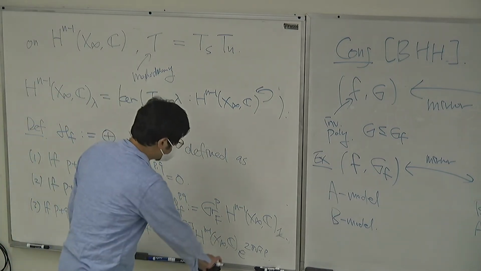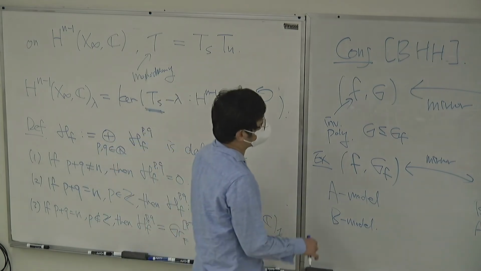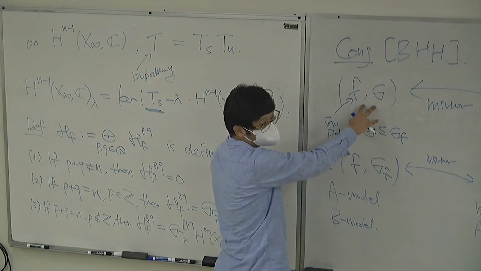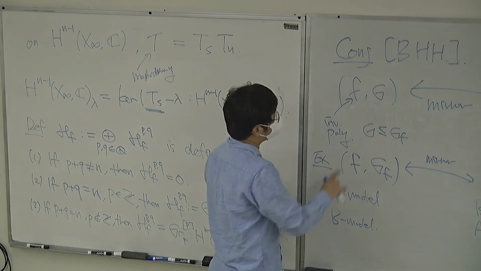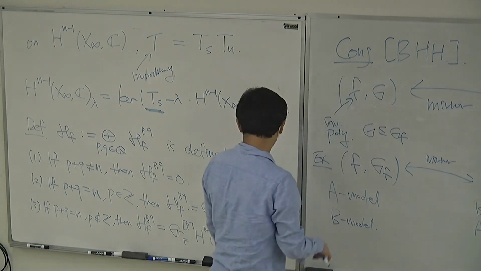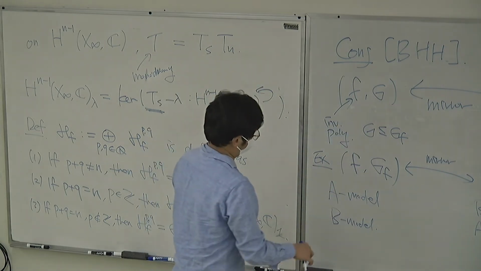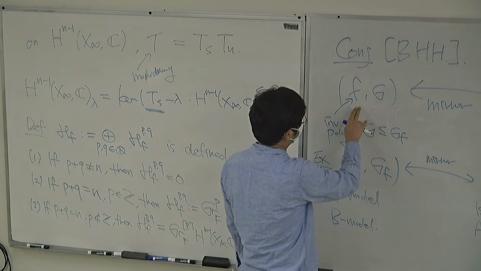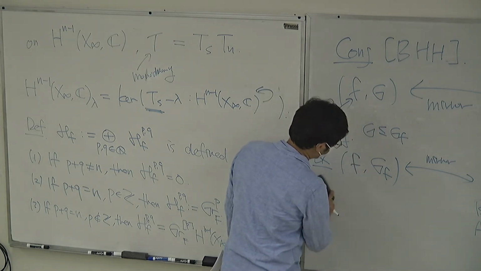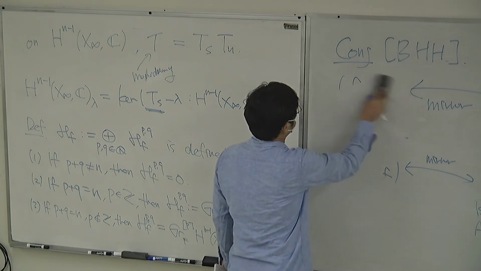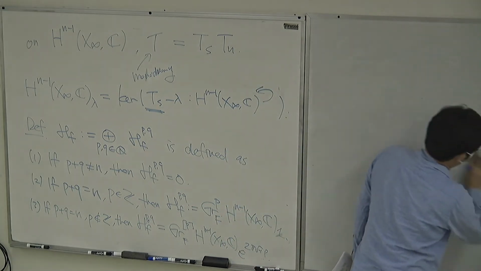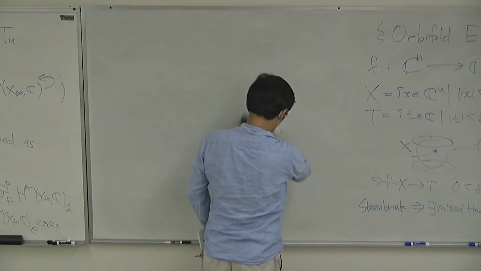Then I want to define some Hodge structure or some vector space associated to this pair of function and group. So I will consider some kind of orbifold associated to this F and G. And I want to define some kind of Hodge structure associated to this orbifold. Yeah, let me give you the definition.